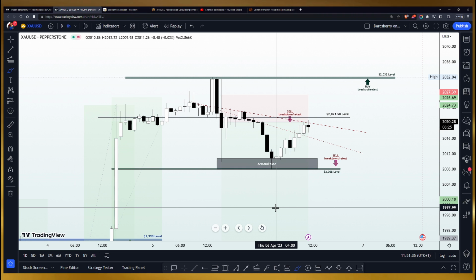We also have pairs that we have been monitoring since the beginning of the week. We have like 5 to 6 pairs that we have been monitoring since the beginning of the week.